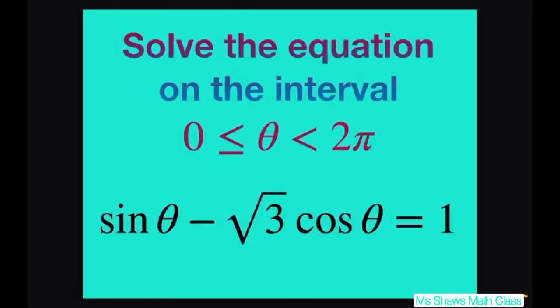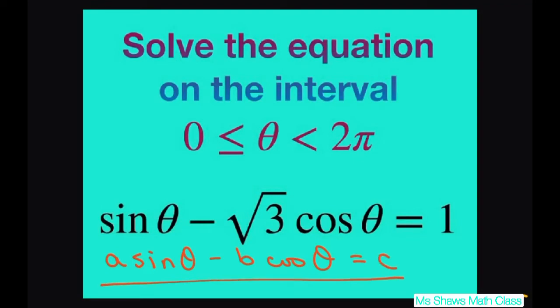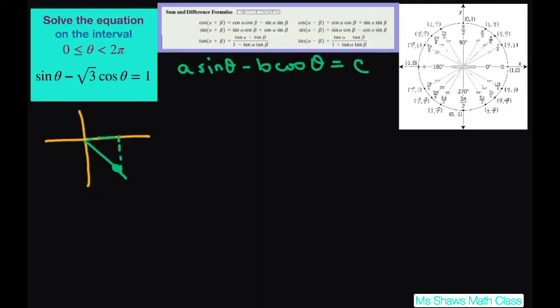Hey everyone, we're going to solve the equation on the interval 0 to 2 pi. We have sine of theta minus square root of 3 cosine theta equals 1. It has the form a sine of theta minus b cosine of theta equals c. It means sine and cosine are linear in form. So we have it in this form.